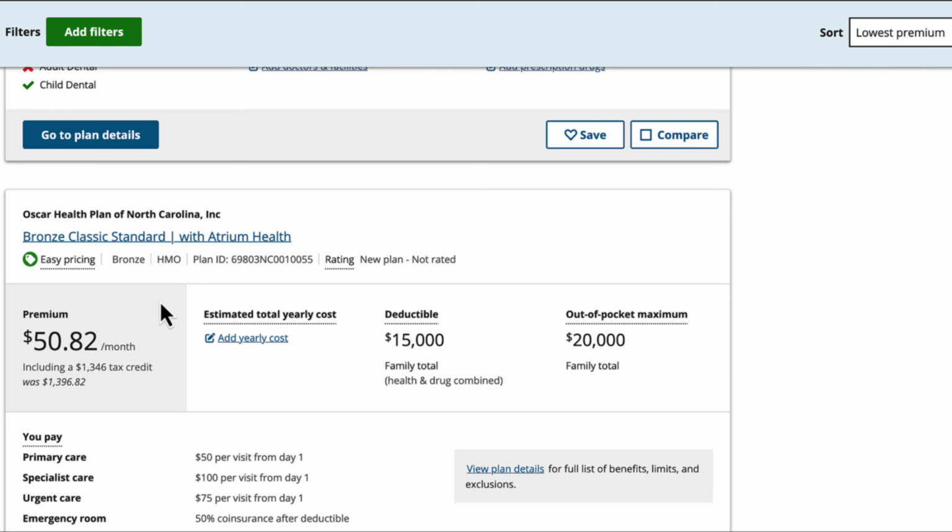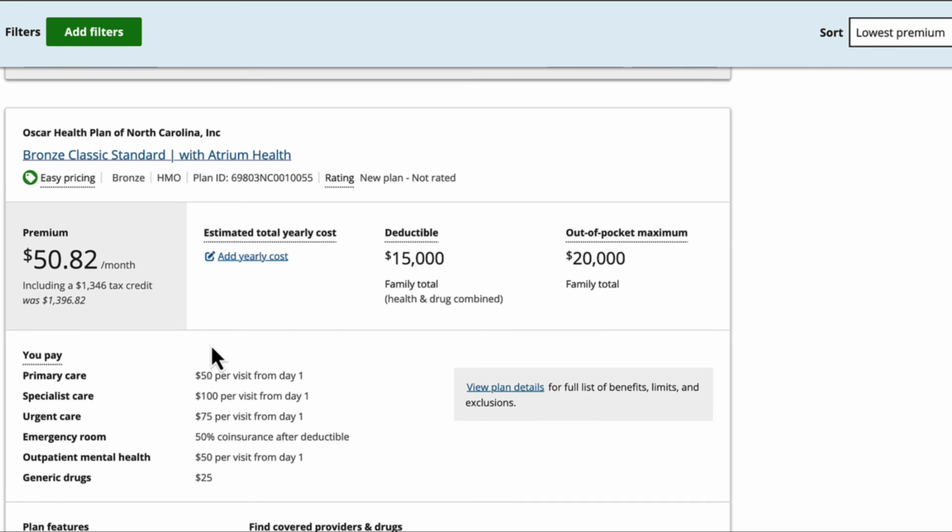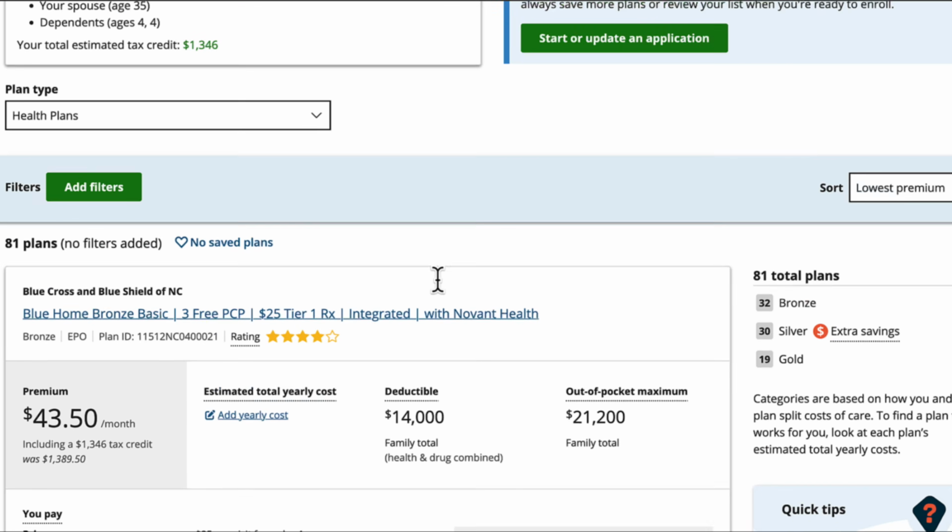So I am still seeing a significant premium tax credit. However, if those enhanced premium tax credits are not extended, then the average individual would see a much larger increase than $50, $78, etc. Okay, so here's all the plans available.